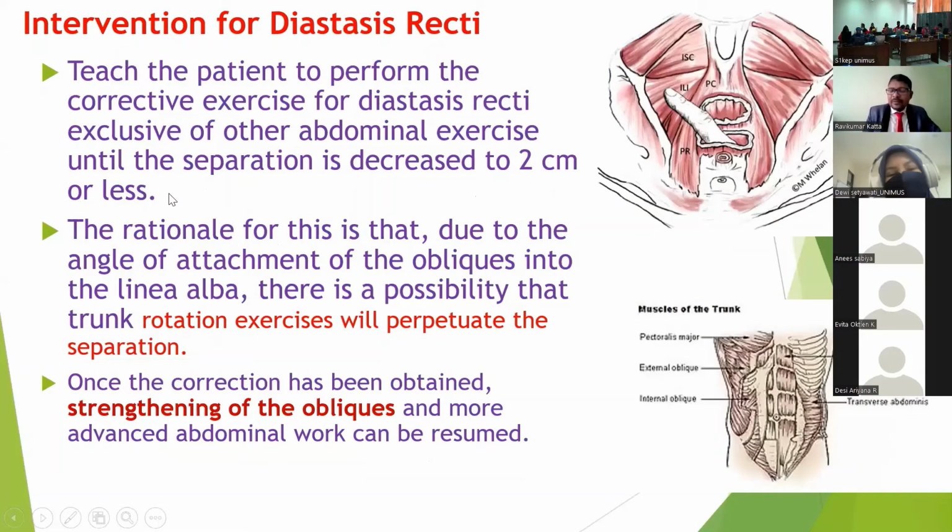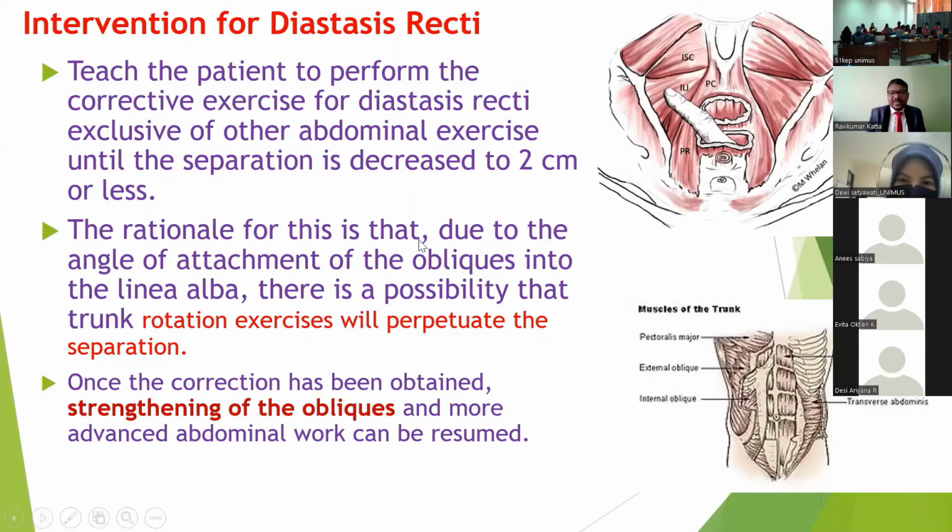How are we going to manage diastasis recti? How are we going to teach the exercises? Especially teach the patient to perform the corrective exercise for diastasis recti, exclusive of other abdominal exercise, until the separation decreases to less than 2 centimeters. We have to give exercises for the muscles surrounding these abdominal muscles, called the oblique muscles. If we strengthen the internal oblique and external oblique, we can prevent diastasis recti, the weakness in the rectus abdominis.